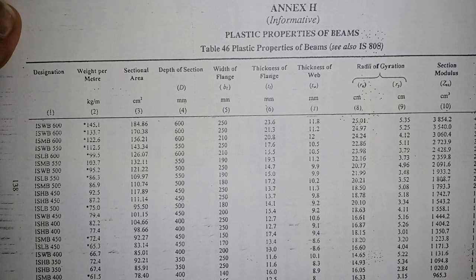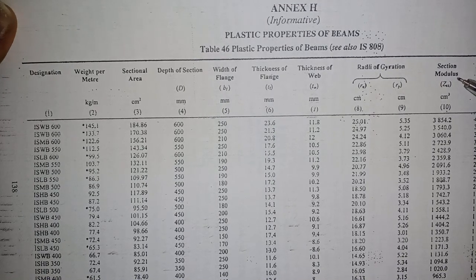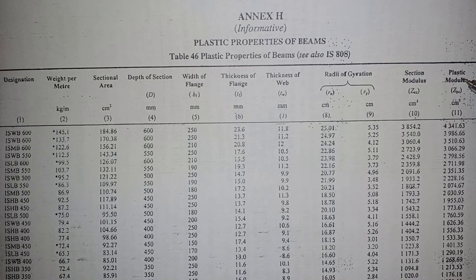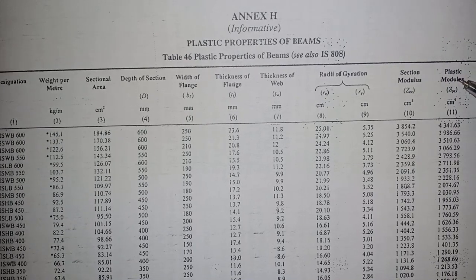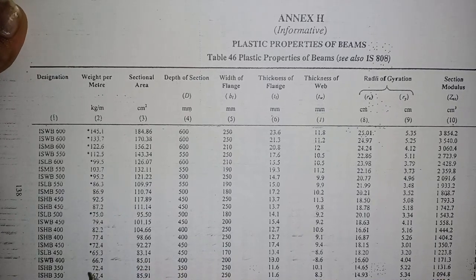So here the radius of gyration you have, and also the section modulus you have here. Got it? The section modulus. This one we need to take. Plastic section modulus we want, this you need to take. ZP, P indicates plastic.